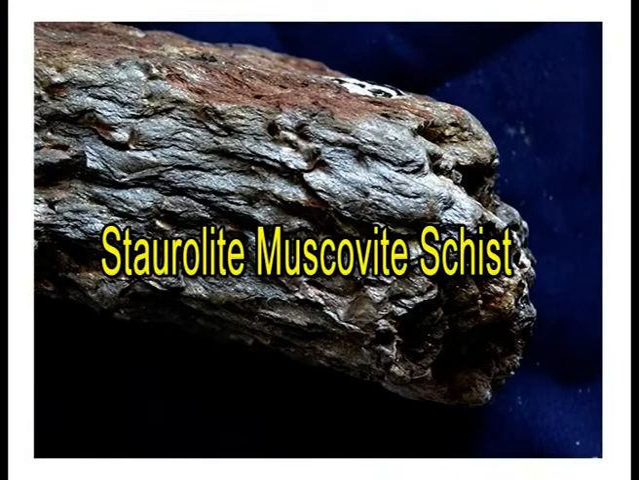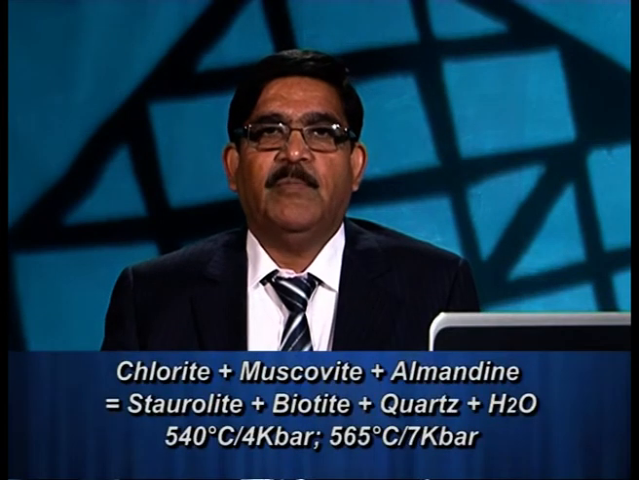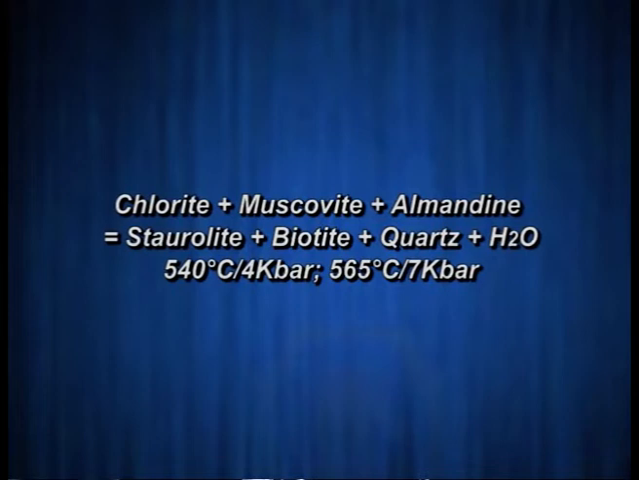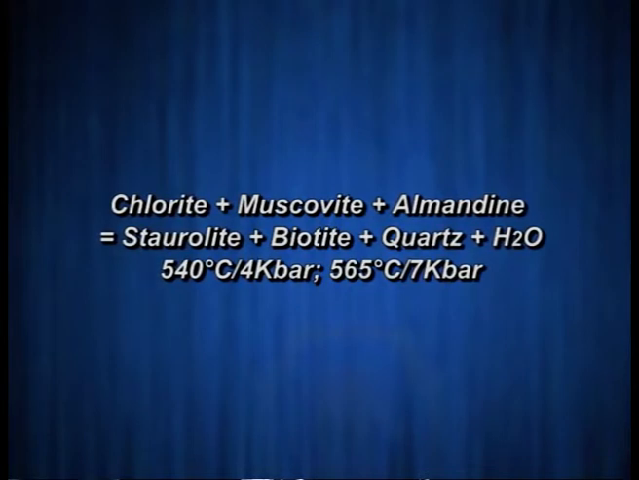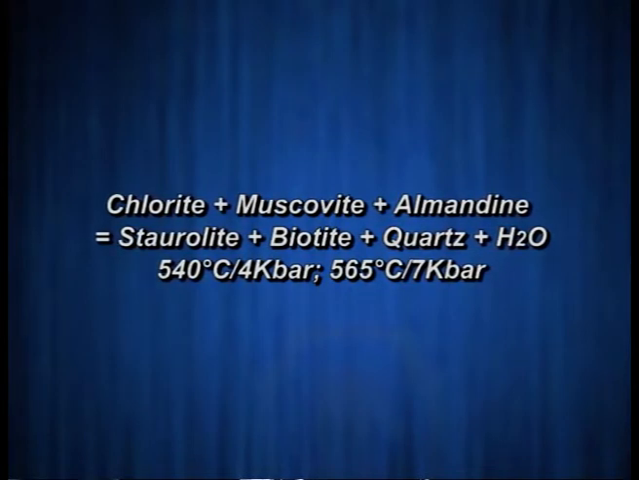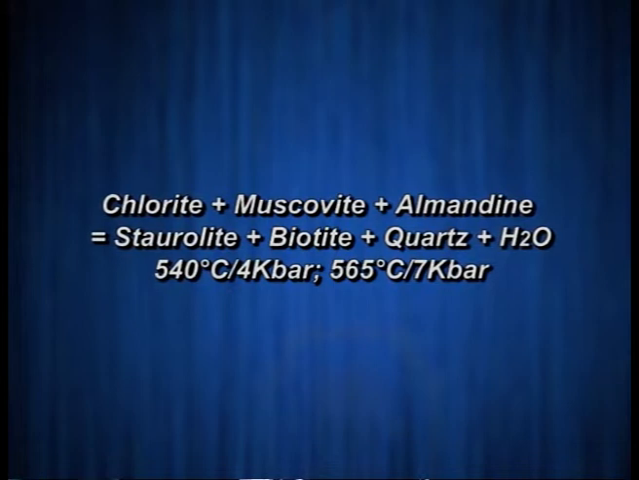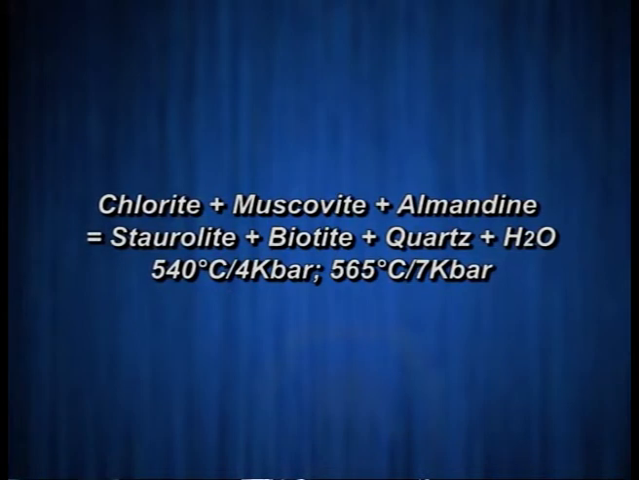The transition from the greenschist to Amphibolite facies is best recognized by the diagnostic first appearance of Staurolite and disappearance of chlorite and chloritoid in the presence of muscovite and quartz. The reactions are: first reaction, chlorite plus muscovite plus almandine garnet give rise to Staurolite plus biotite plus quartz plus water, which occurs at 540 degree centigrade, 4 kilobar, and 565 degree centigrade, 7 kilobar, carried out by Hoschek 1969.